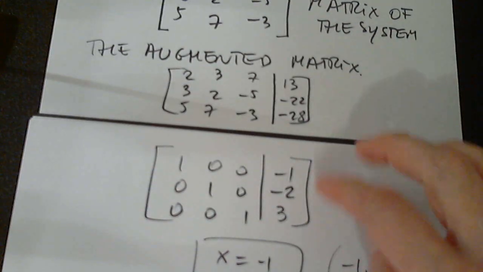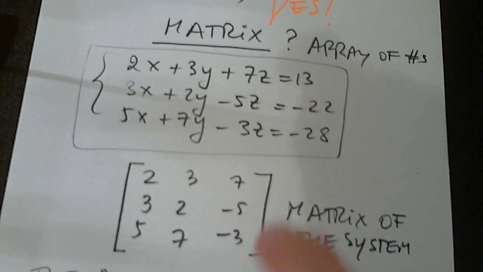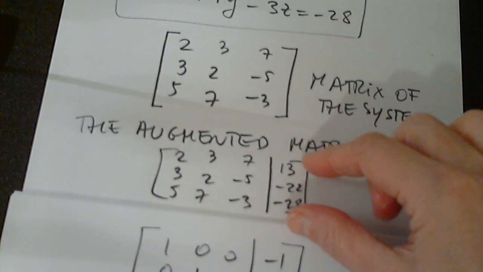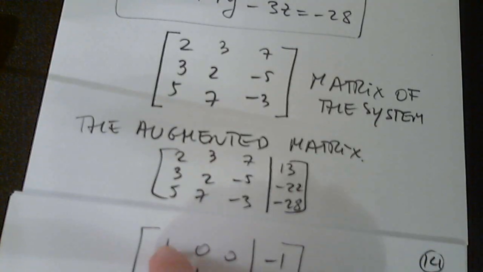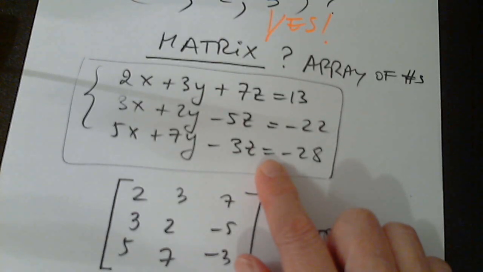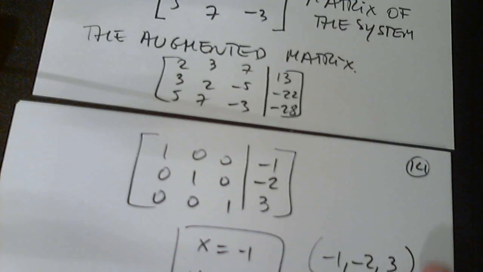It will not work if the system has infinitely many solutions or if the system has no solutions. The calculator method, the RREF, will not change this matrix into a simple one that gives us X, Y, and Z. It will only work if it has one ordered triple as the solution.